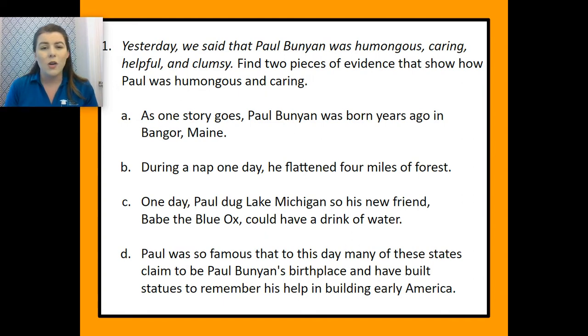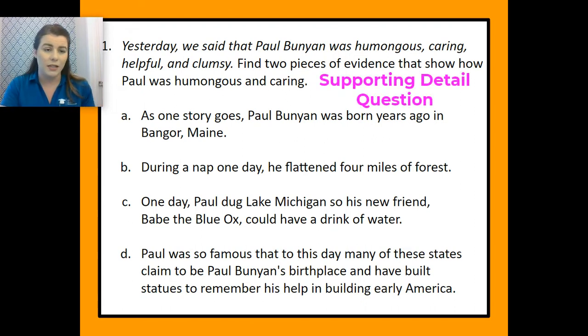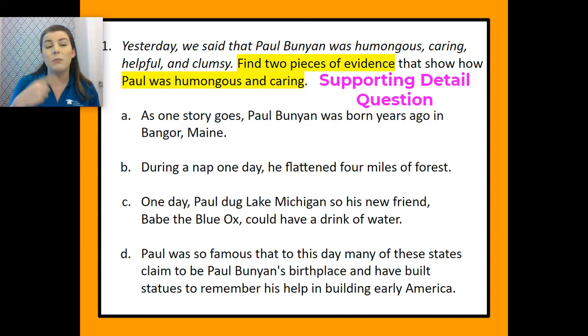And I know that big idea questions are questions we can ask about any text, but supporting detail questions are questions where I have to look back into the specific text that I just read. This is a supporting detail question. I know to answer supporting detail questions, I need to highlight the inference that I'm trying to prove. So here, this question is asking me to find two pieces of evidence to support the fact that Paul was one, humongous, and two, caring.